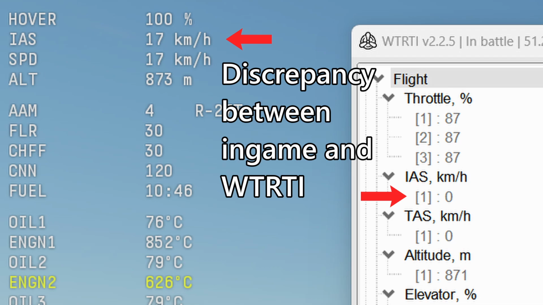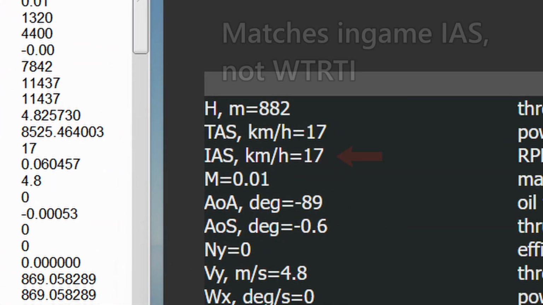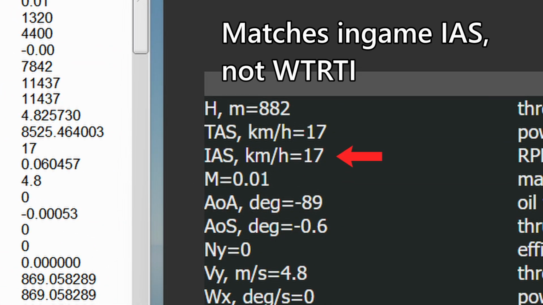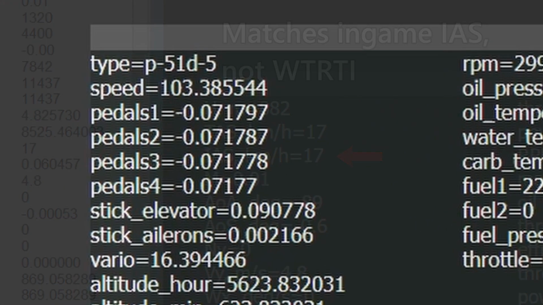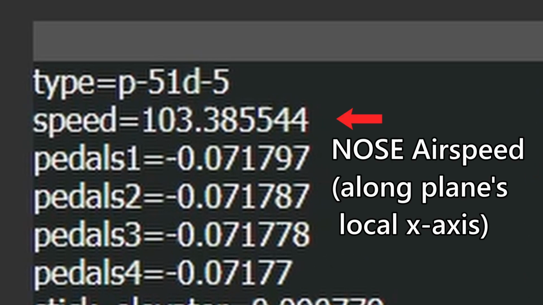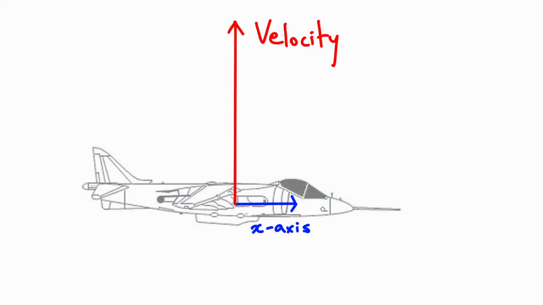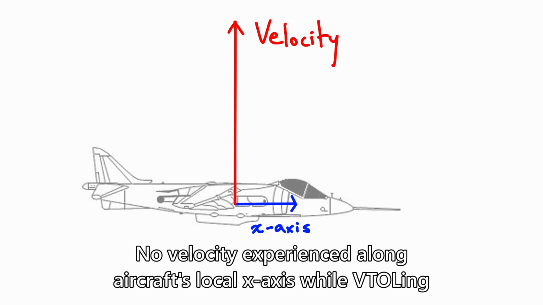What I had found was that the speed value that WTRTI was using had been a different parameter than IAS or TAS given by localhost, but instead a parameter simply referred to as speed in localhost, which, as it turns out, shows the amount of airspeed the plane is experiencing along the plane's nose direction, or the plane's local x-axis. This is especially apparent when climbing while VTOLing, since you climb vertically and so you experience no velocity in the forward or backwards direction. While this effect is most apparent in VTOLing planes, it still introduces a non-negligible amount of error for any plane pulling any amount of AOA.